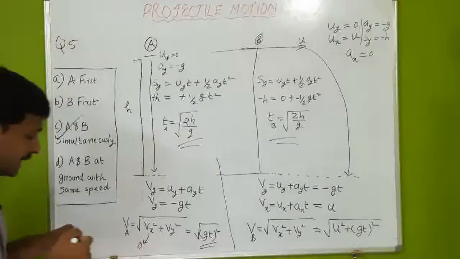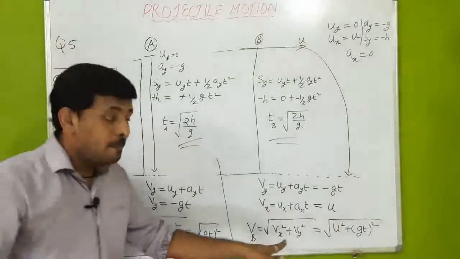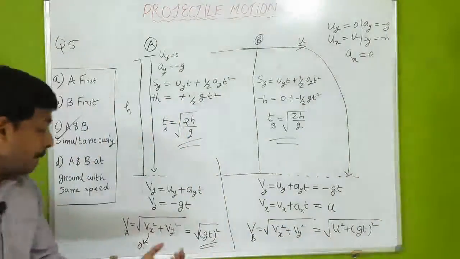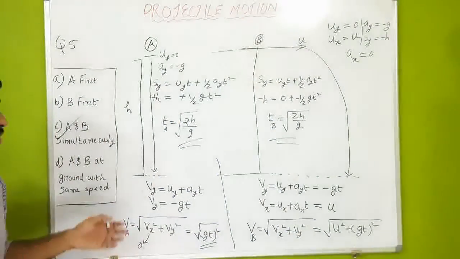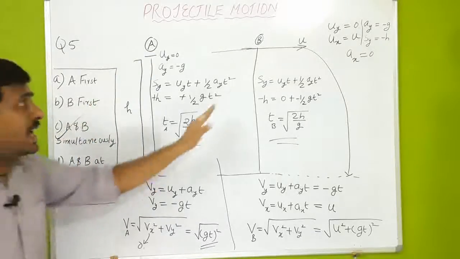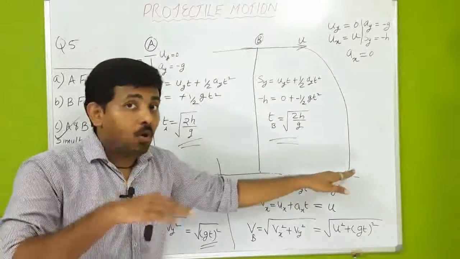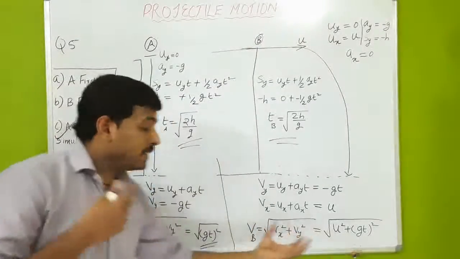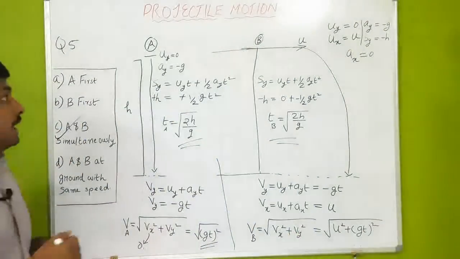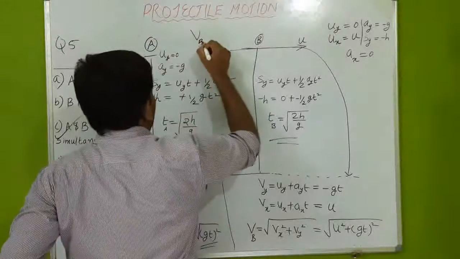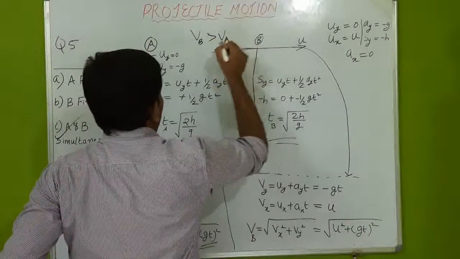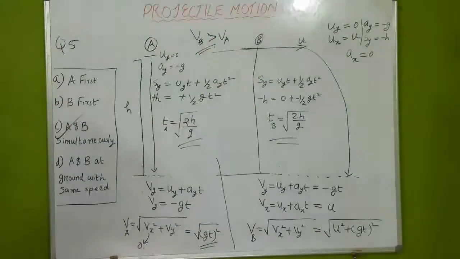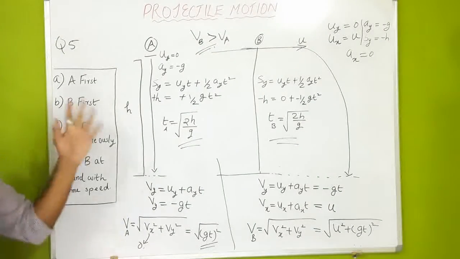From this we can understand that the velocity of particle B will be more compared to the velocity of particle A. So both particle A and B will reach the ground at the same time, but the velocity of particle B will be greater than the velocity of particle A. That is, VB is greater than VA. So please take it down.